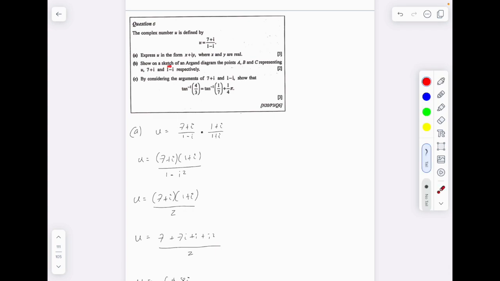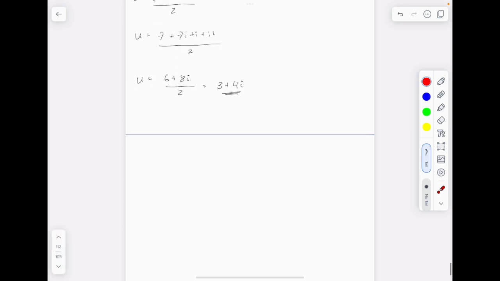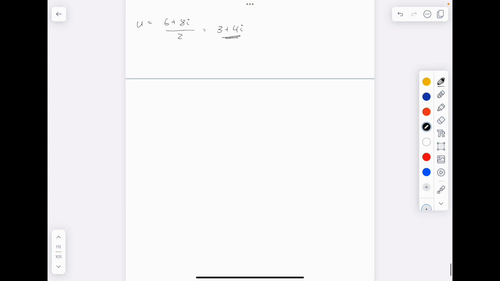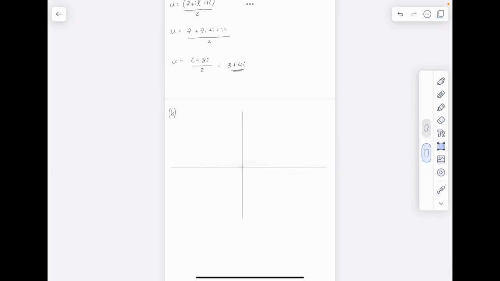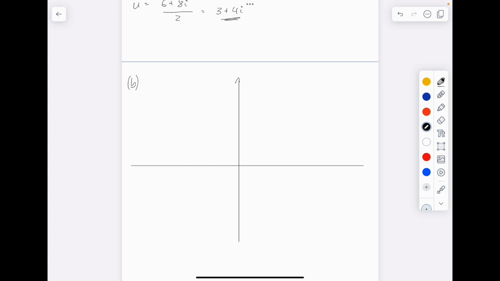So now it says show on an Argand diagram the points A, B, C represented by u, 7 plus i, 1 minus i. Okay. Well, that's pretty simple. I think this is a bit more of a simple question, guys. Not necessarily too difficult, but sometimes I throw it in if the rest of the questions have been quite hard. Okay, so it's pretty simple.